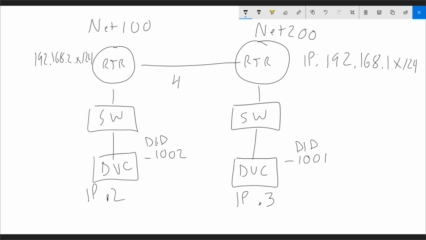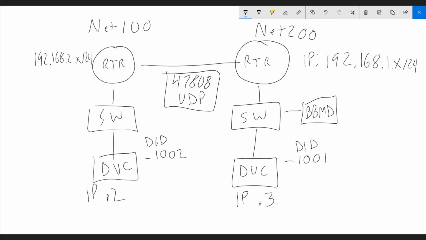And we're both using 47808 UDP. Okay, now we have an addition of two new things. We have a BBMD and its associated broadcast distribution table. So we're going to put those on here as well. BDT. Oh, that's terrible looking. Let's clear that up. Alrighty. There we go. BDT. Okay, I know my handwriting's terrible, but that's not what you're here for.